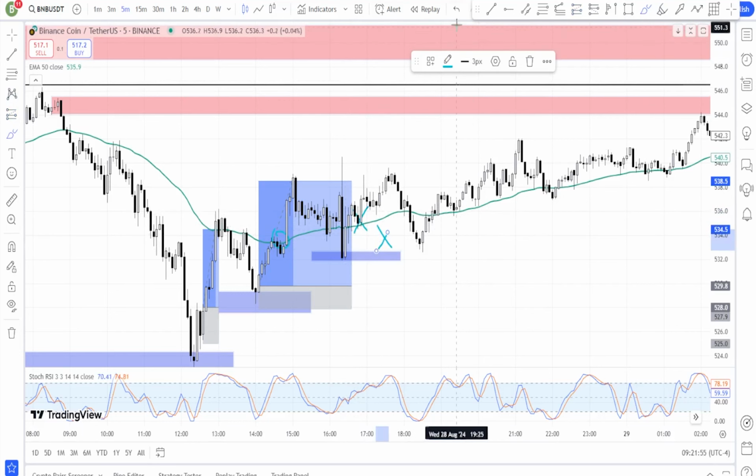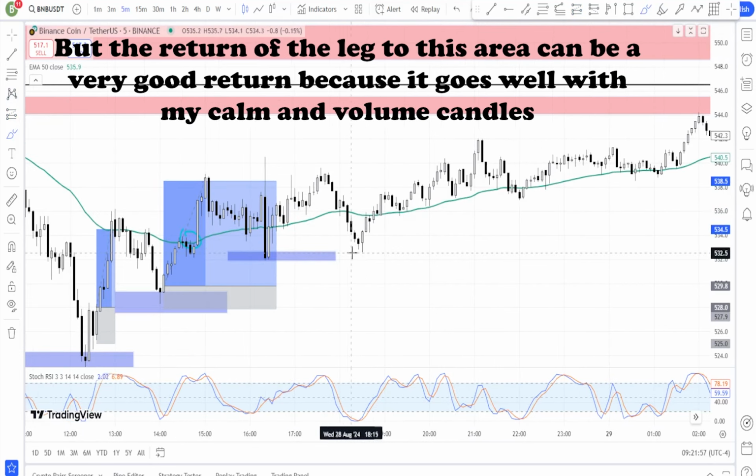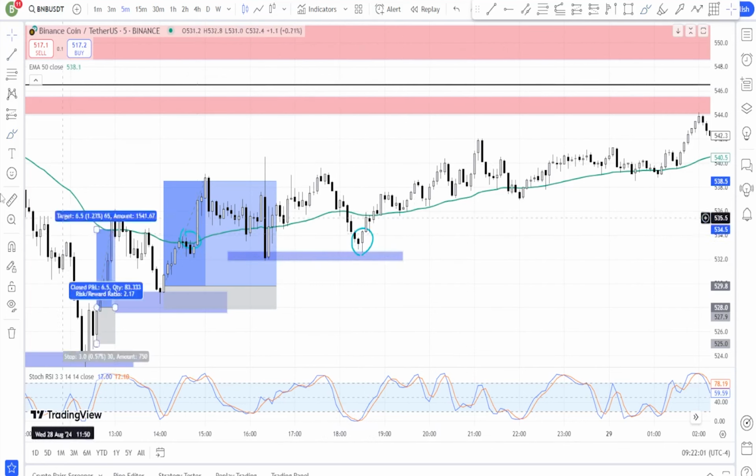Avoid shorting when RSI is oversold. If the RSI is below 30, avoid entering new short positions, as the stock might be due for a reversal or a temporary bounce.